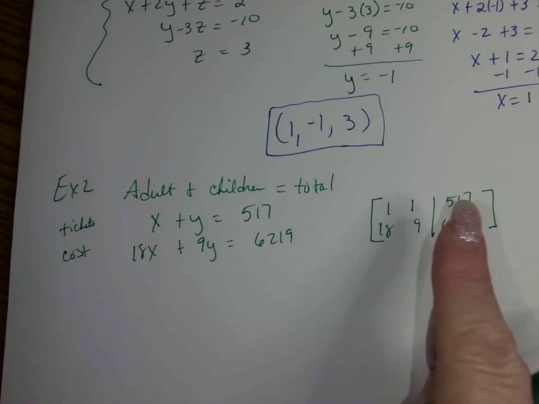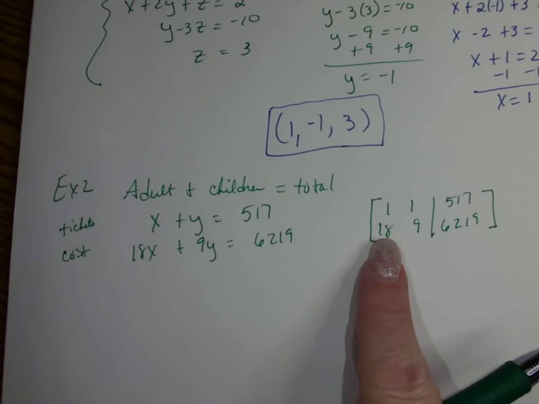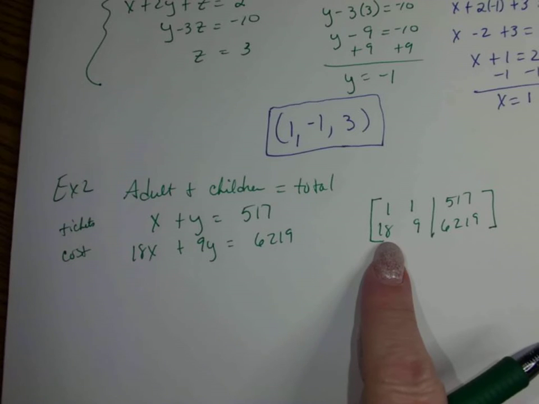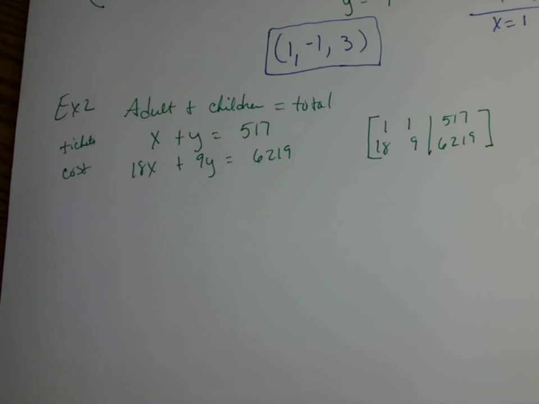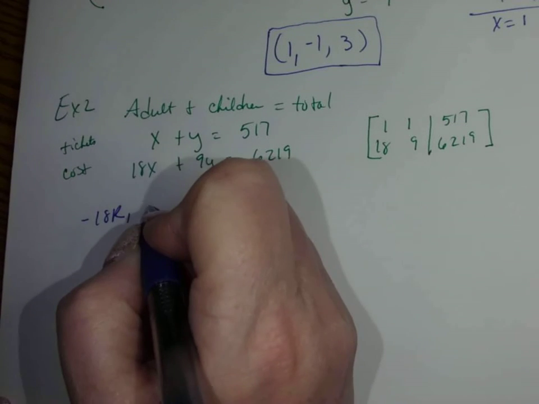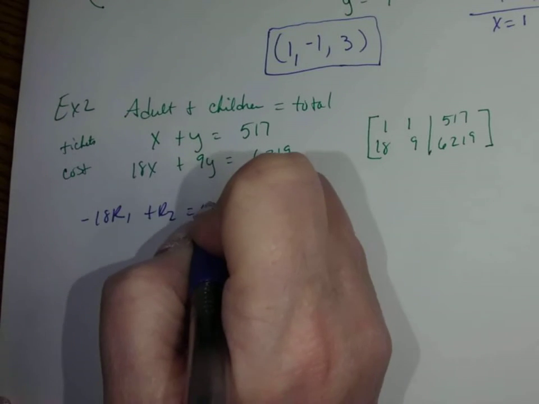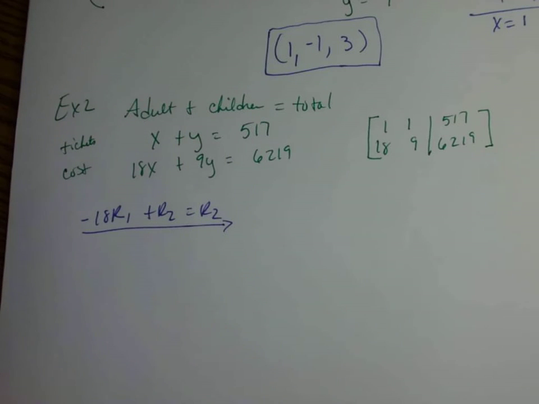Now, our first goal, we need a 1 up here. Got that. Now what we need is a 0 right here. So how do we get 18 to become 0? Well, we need to subtract 18. So that means we are going to have negative 18 times row 1 plus our row 2 equals our new row 2. It's always awesome when the first one's already solved for us. We don't have to do anything about it.